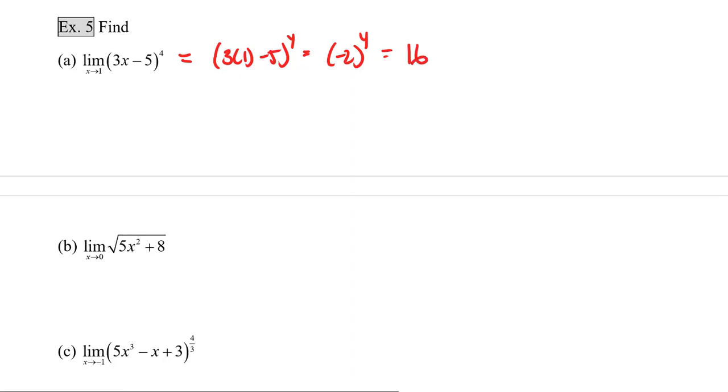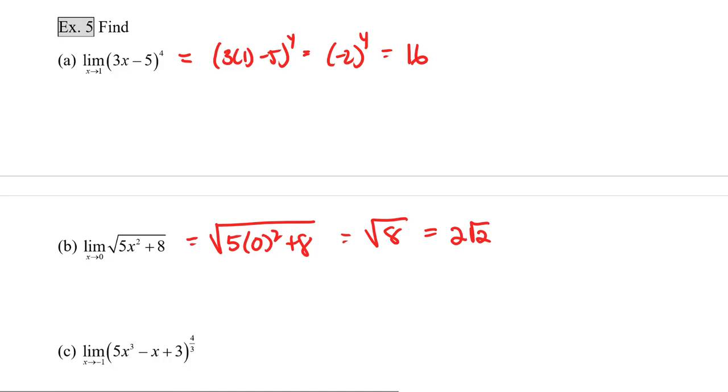Part B, the limit as x approaches 0 of the square root of 5x² + 8. As long as I'm not undefined, when I plug in that 0, I'm okay. So let's see what happens. Undefined would mean I'm taking the square root of a negative number. So I've got 5 times 0² + 8, which is the square root of 8, which is a real number, and I'll simplify that to 2 times the square root of 2.